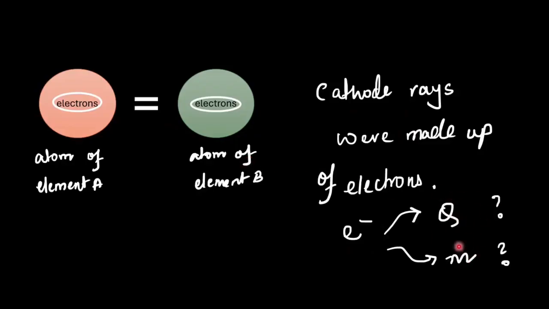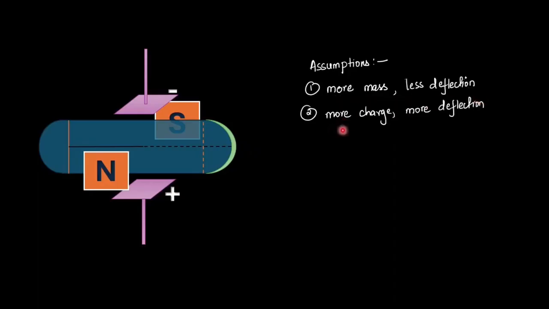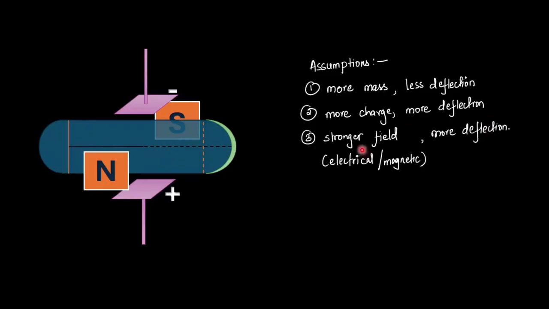To determine these, British scientist J. J. Thomson conducted a number of experiments. The assumptions of these experiments were: the greater the mass of the electron, the lesser would be the deflection. The greater the charge on the electron, the greater would be the deflection due to increased interaction with the electrical or magnetic field. And finally, the stronger or the more intense the electrical or magnetic field, the greater would be the deflection.